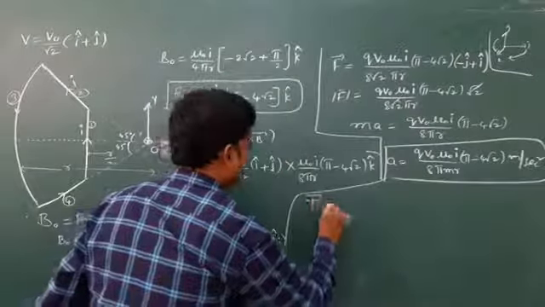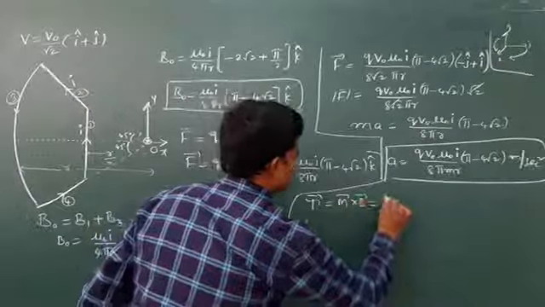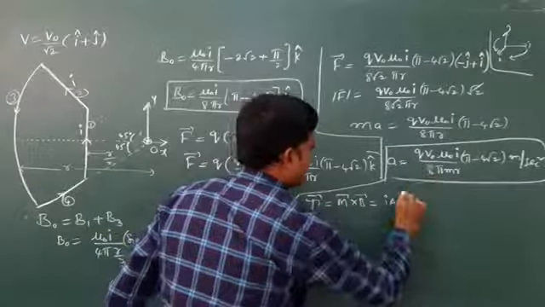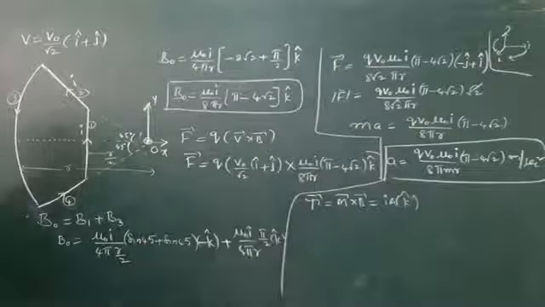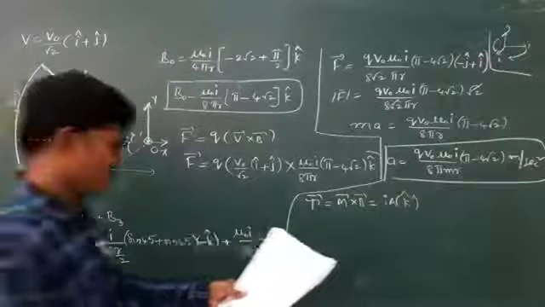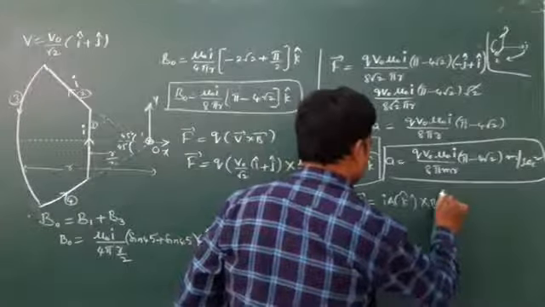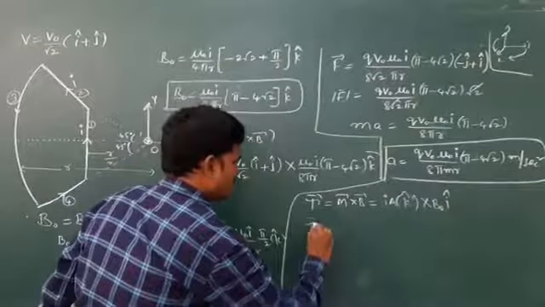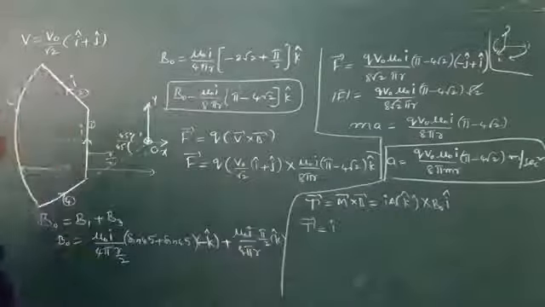To get the torque, just use m bar cross b bar. M is nothing but IA k cap, because the loop is in the xy plane and the current is flowing anti-clockwise. So m cross B naught i cap, where B naught i cap is given. So tau is equivalent to I times A, the area of the loop.